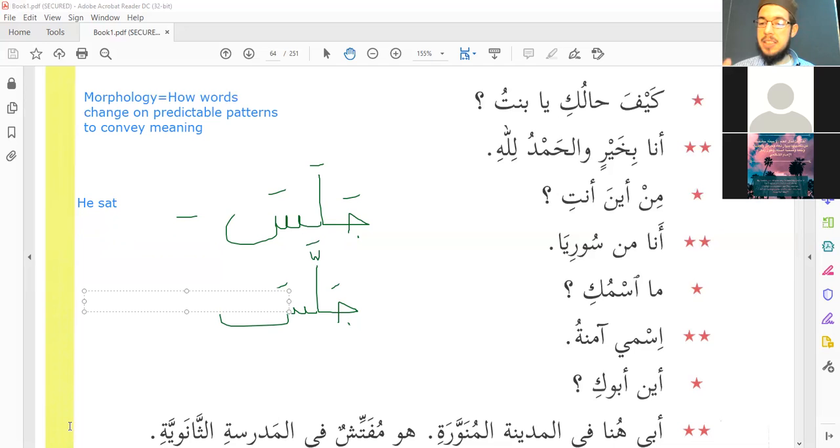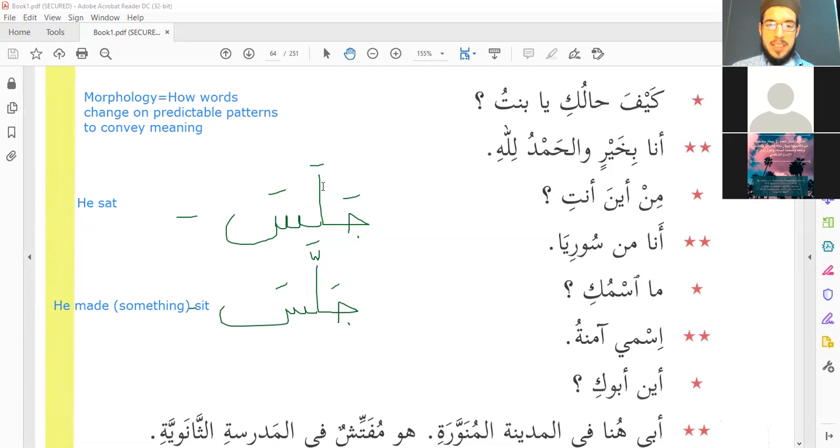What it does is it makes a verb transitive, or it makes a transitive verb doubly so. What does that mean? It means that if the verb had an object before, now it has two objects. If it didn't have an object before, now it has an object. In practice, what that means is instead of he sat, he made something sit. So whereas before, he sat is what's called an intransitive verb. It doesn't have an object. He sat. Now, jallasa, we double the middle letter. It means he made something else sit down.